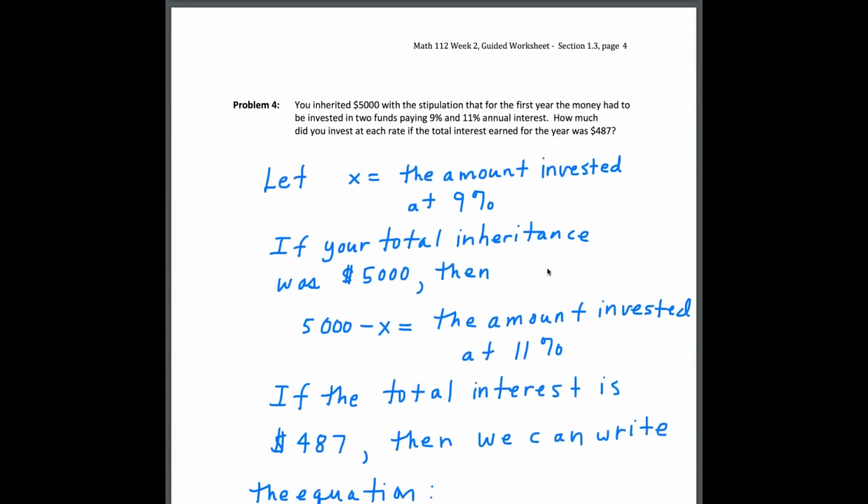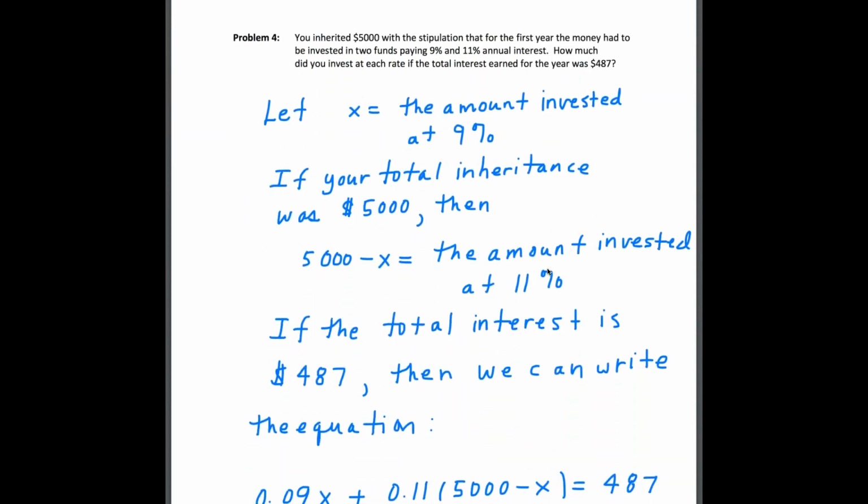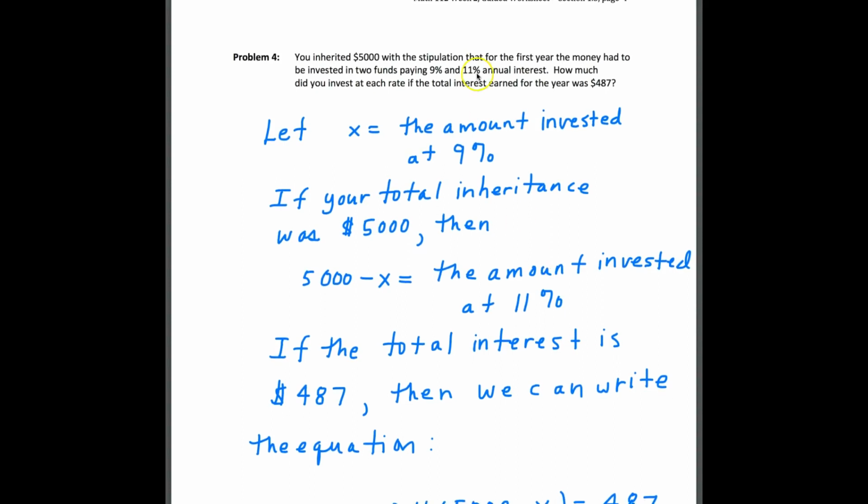Okay, let's take a look at yet another problem. I've got a good variety in this section that I'd like you to go over because that'll make it easier for you to do the homework. Suppose now you inherited $5,000 with the stipulation that for the first year the money had to be invested in two funds, one paying 9% and the other paying 11% annual interest. You need to figure out how much you invested at each rate if the total interest earned for the year was $487.